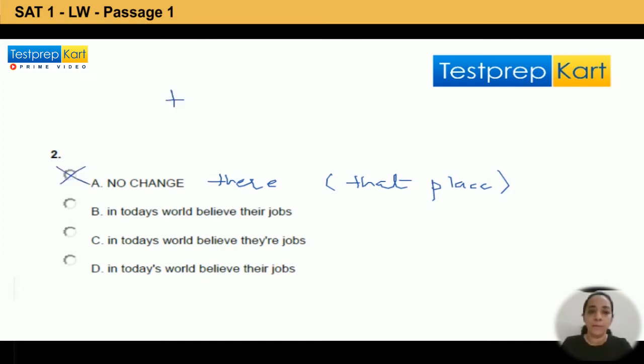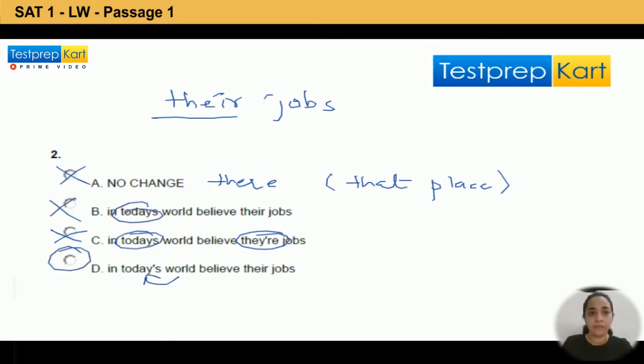We are talking about possession, something which belongs to this group of people, right? In this case, their jobs. This goes out, these two, so they are, right? This part also goes out. Today's, just like here, we want to show possession in today's world, so this part is fine. Today's is wrong here. D is the answer. Good with this? Let's move to the next question.